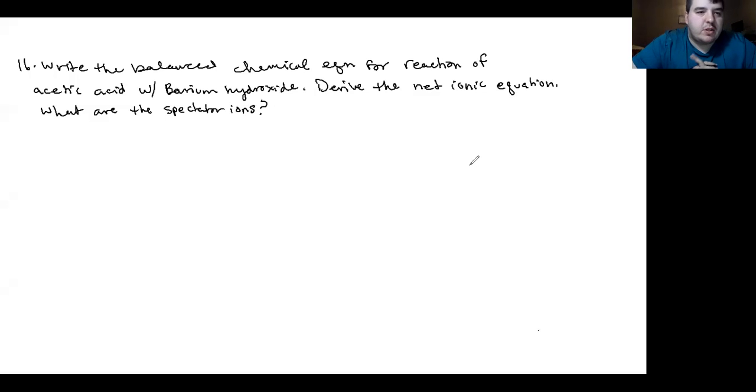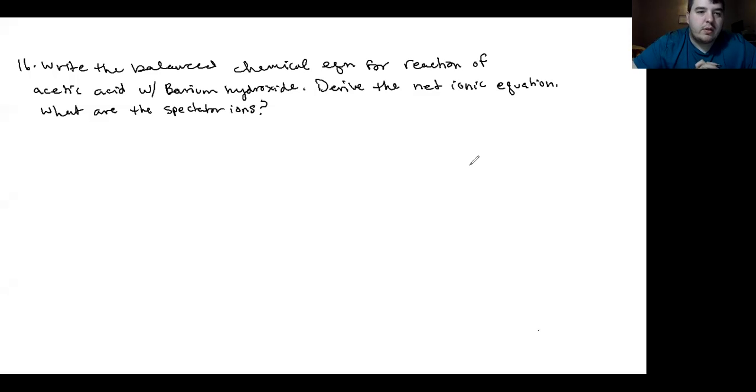All right, so this is problem number 16 for the bonus problems for exam 2. This problem is asking us to write the balanced chemical equation for the reaction of acetic acid with barium hydroxide. Then we need to derive the net ionic equation and determine any spectator ions that are within the reaction.